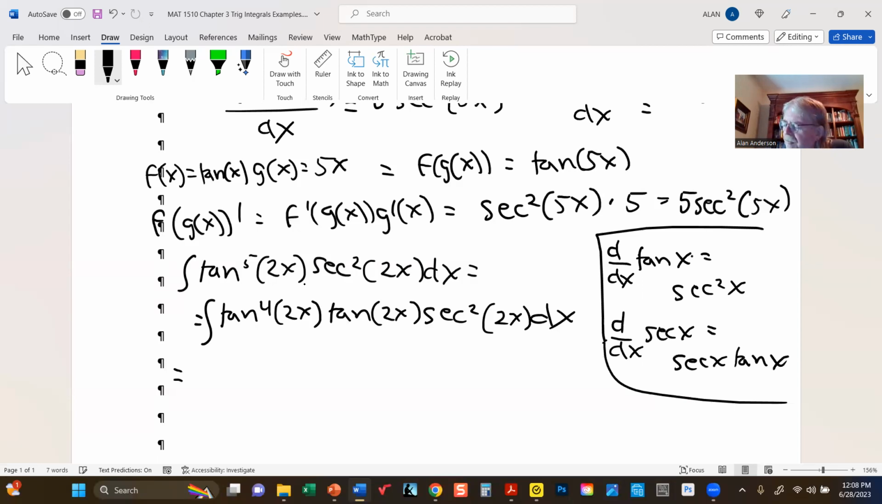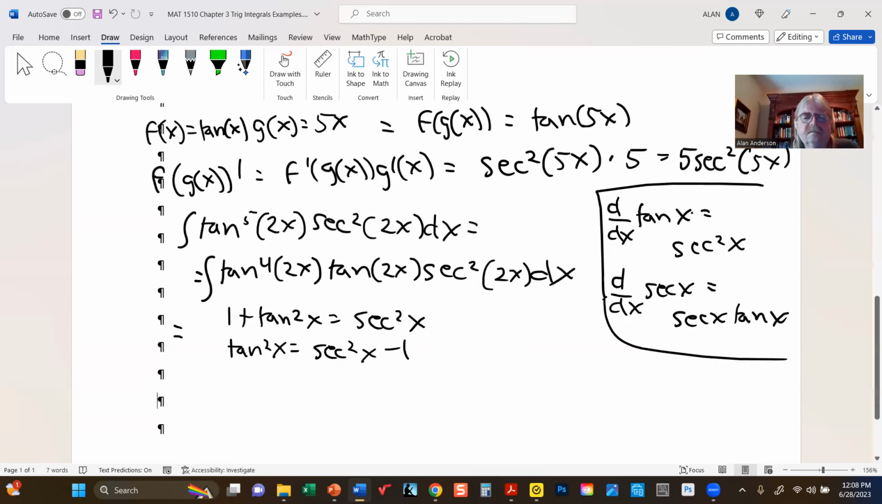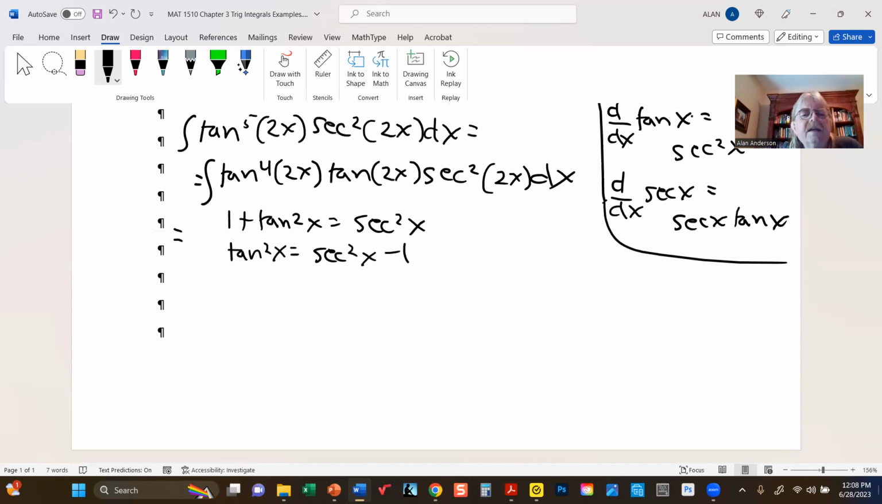So why don't we do this? One of our favorite Pythagorean identities tells us this. So here's what we could probably do. Tangent to the 4th is the square of this expression. So let's see if that helps.